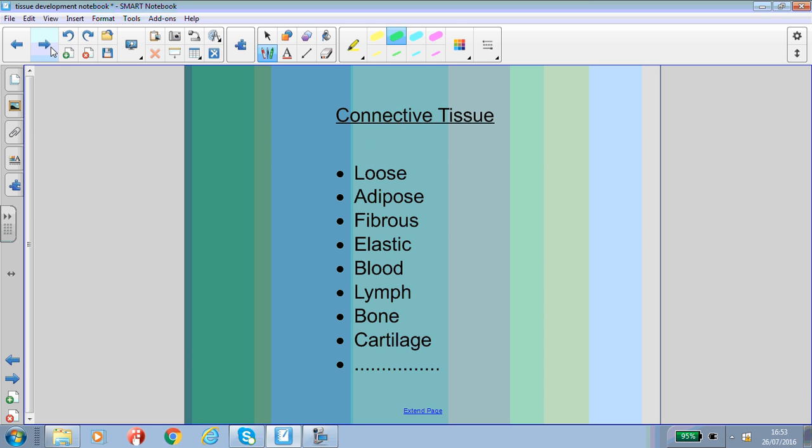Connective tissue, loads of different options here, and I don't really want to confuse things, but suffice to say it's everything else, like I said before. It's adipose tissue, which is fat, fibrous tissue, so strong, sort of leathery type stuff. Elastic, so stretchy. Your blood is a specialised type of connective tissue for transport, as is lymph, bone, cartilage, all this kind of stuff. So there's a lot more to connective tissue, and I don't think we need to talk about it at this point. We've got a lecture coming up about that.